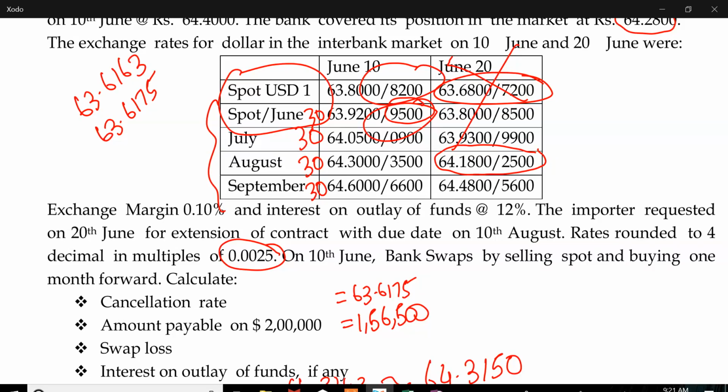Cancellation rate, hyphen, relevant rate on the date on which customer appears to the bank. Swap loss equal to effective loss of the banker due to swapping of original contract with the next available contract.